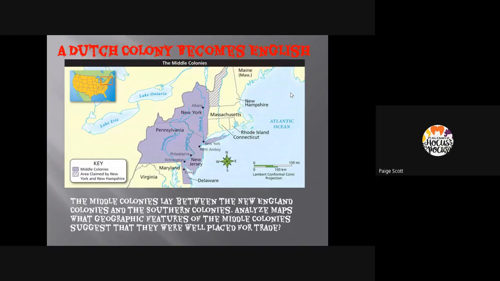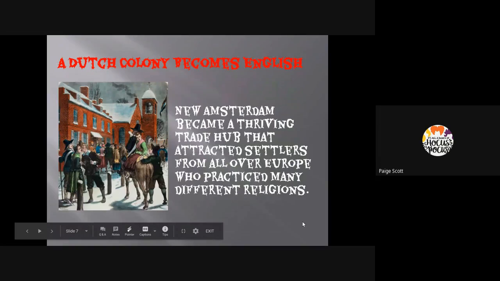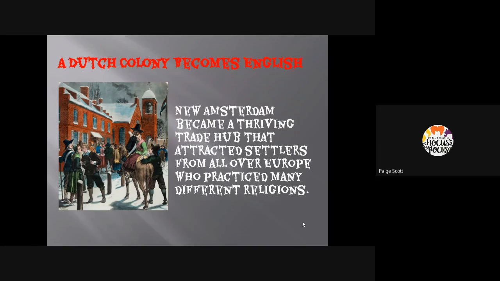The Middle Colonies lay between New England colonies and the southern colonies. Analyze the map. What geographic features of the Middle Colonies suggest that they were well placed for trade? So here's your New England colony, or the Middle Colonies. And then here in the striped purple, you will find the area claimed by New York and New Hampshire. So again, they are near the ocean, setting them up perfect for good harbors, for trade, and fishing. New Amsterdam became a thriving hub that attracted settlers from all over Europe who practiced many different religions.